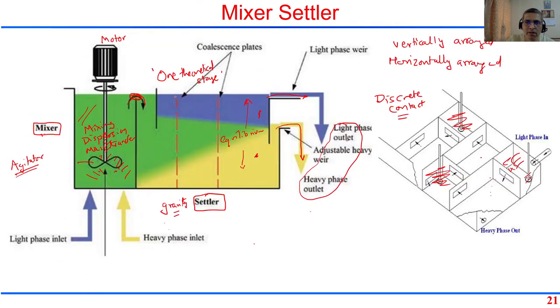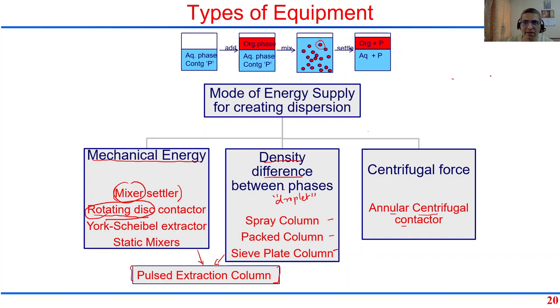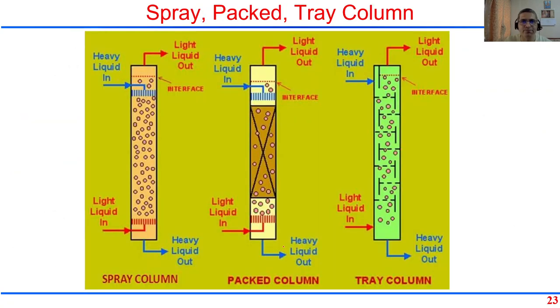Or now you can think about a pressure difference or a density difference creating a dispersion. Second category: spray column, packed column, sieve plate column. So in a spray column, I would have a spray of, let's say, heavy phase in this particular case, or light phase. The droplets are created not by agitation, but by the distributor or sparger. Suppose the light phase is dispersed, these dispersed droplets are going up, they will coalesce here, and the light phase will go out here, and the heavy phase will come in. The heavy phase will be the continuous phase. It is going down. So the heavy phase goes downwards, the light phase goes upwards in the form of droplets.